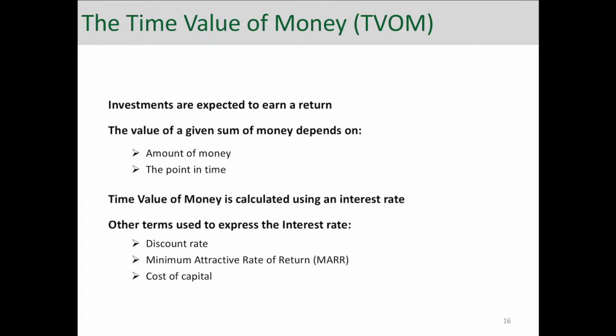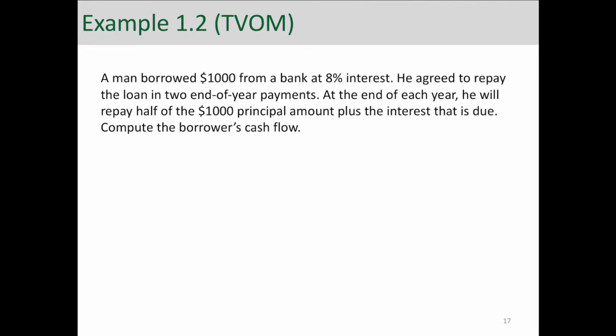So the value of a given sum of money does not only depend on the amount of money, it also depends on the point in time. When exactly do you have that money? Not only the amount, but also the time. And that's the point behind, quite frankly, this course. Time value of money is calculated using an interest rate. An interest rate is sometimes also called discount rate, minimum attractive rate of return, MARR, or cost of capital.